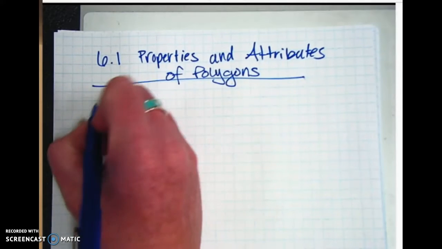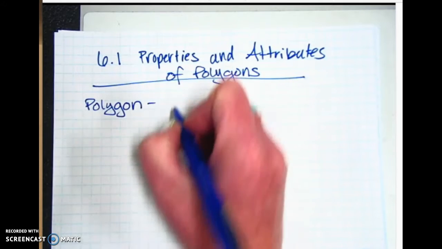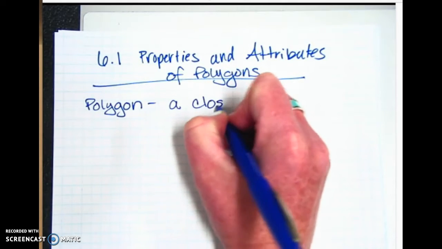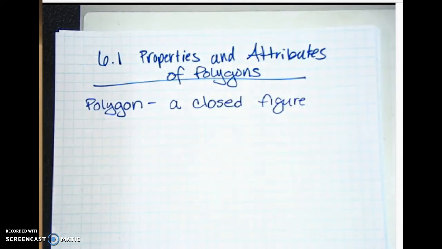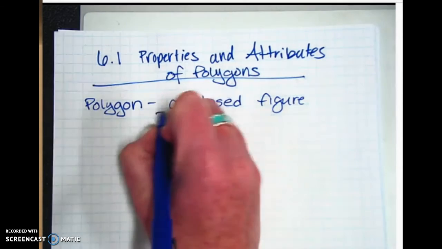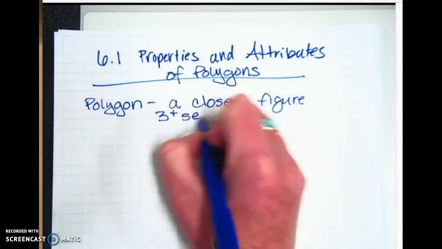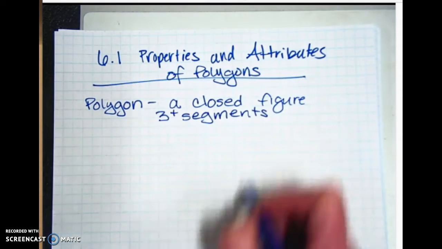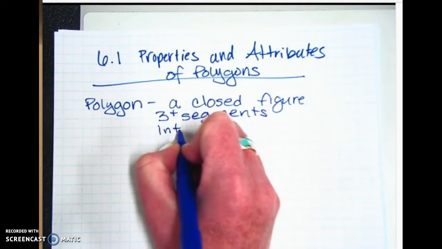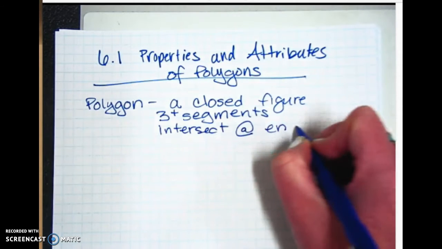We're going to start by defining what is a polygon. So a polygon is going to be what they call a closed figure, just meaning it can't have any open gaps in it. All the vertices need to be touching, okay? It's going to have 3 or more, so we're going to write 3+ segments or sides. And those are going to intersect at their endpoints, what we call vertices.